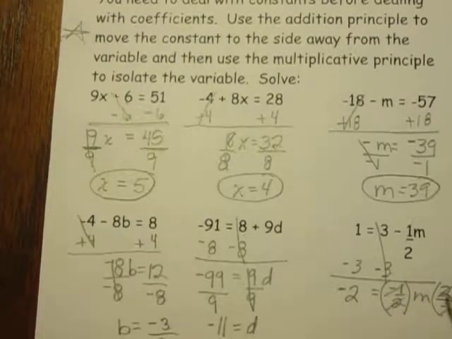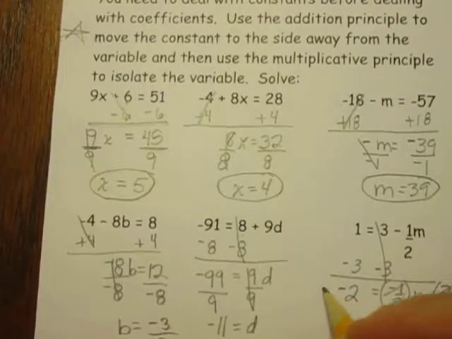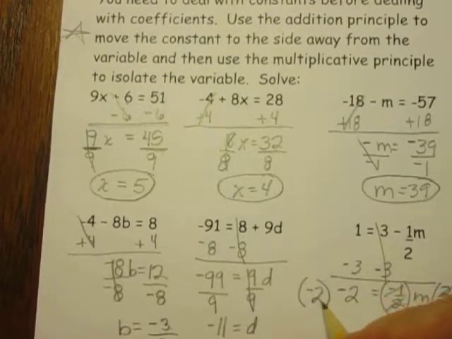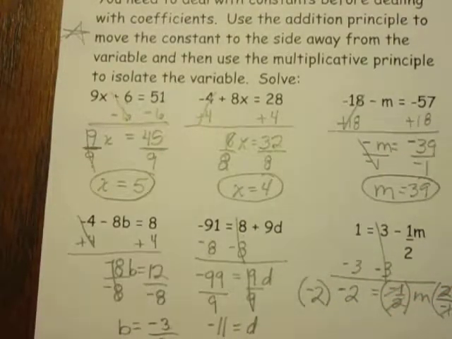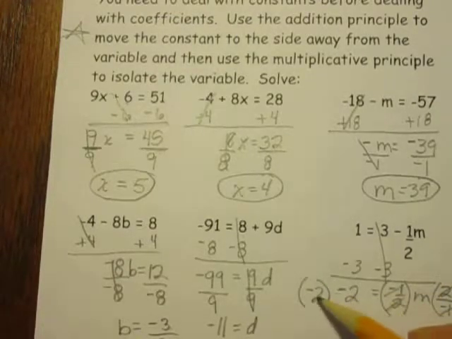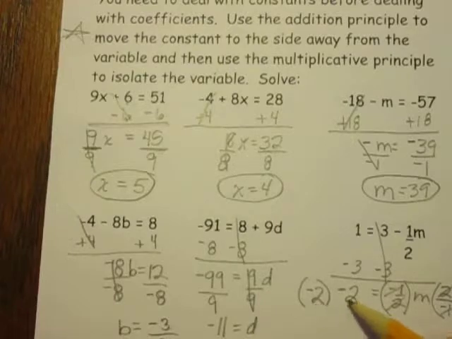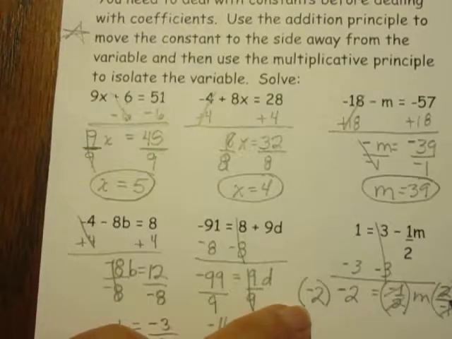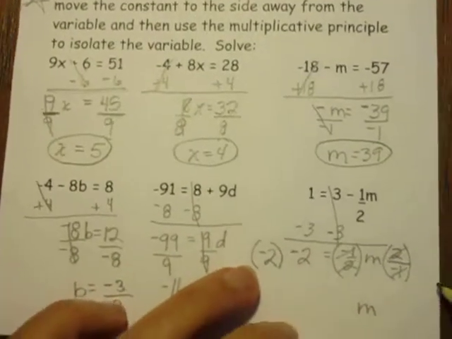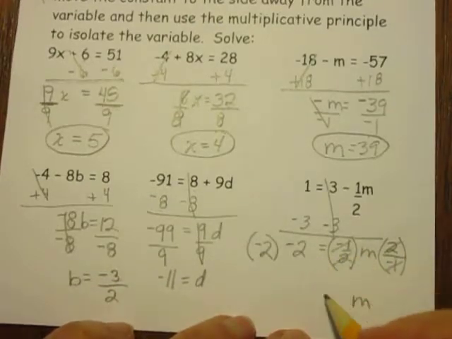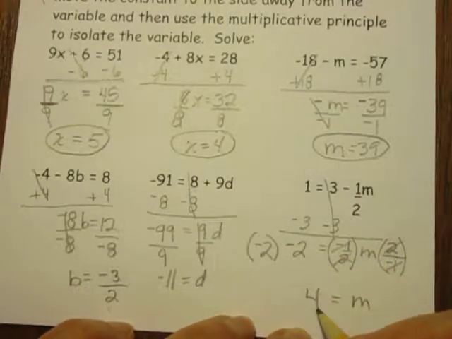If I'm multiplying this side by negative 2, I need to multiply this side by negative 2. Now keep in mind, I was saying negative 2 here because really I was saying 2 over negative 1 is equal to negative 2, so I multiplied this side by negative 2. Even though it looks like I wrote them differently, they have the same meaning. So I end up having m is equal to 4.